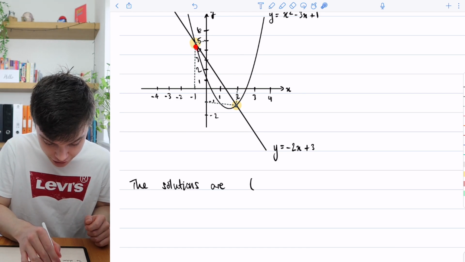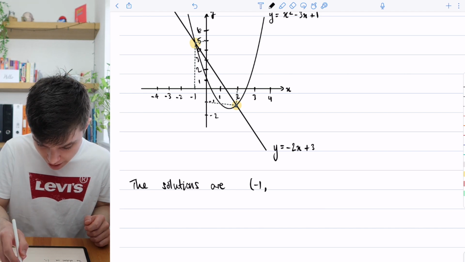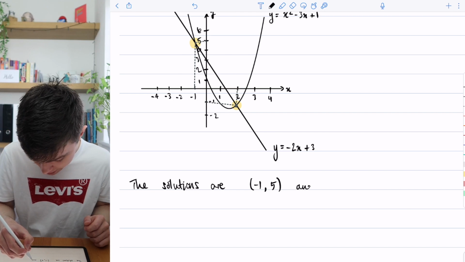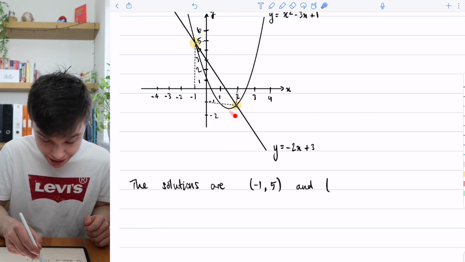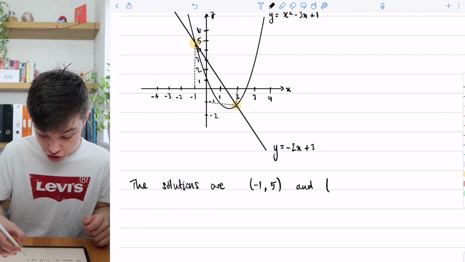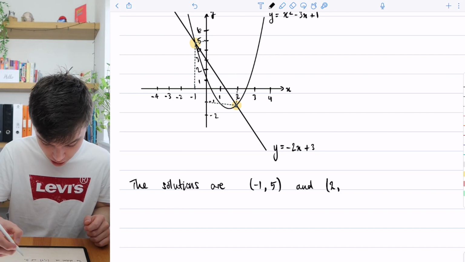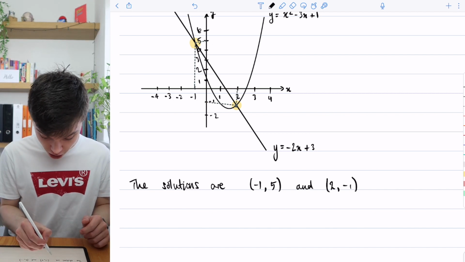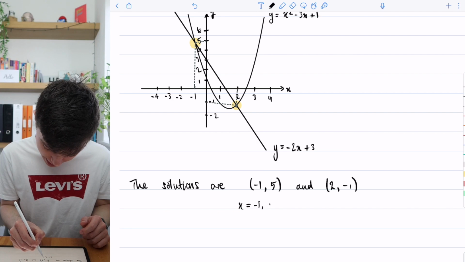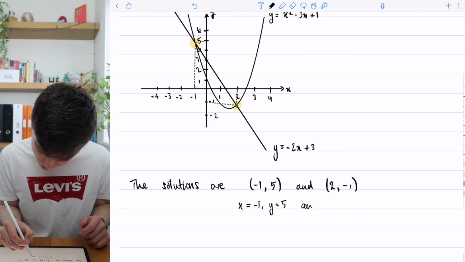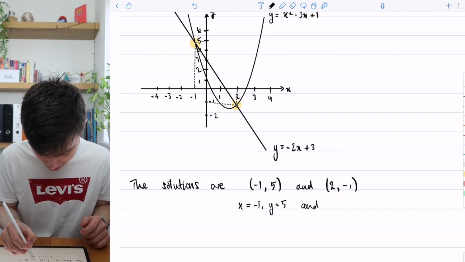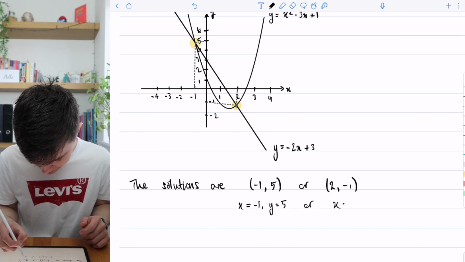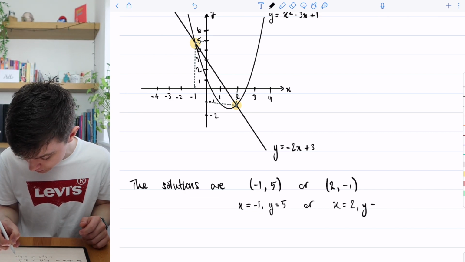We've got an x value of -1, and we've got a y value of 5. And then we've got this other coordinate here. We've got an x value of 2, and we've got a y value of -1, okay? And I've put them as coordinates there. You could also, like in the previous example, say that. And there's another solution, or I should really say or, actually. I should say or there. X is equal to 2 and y is equal to -1.